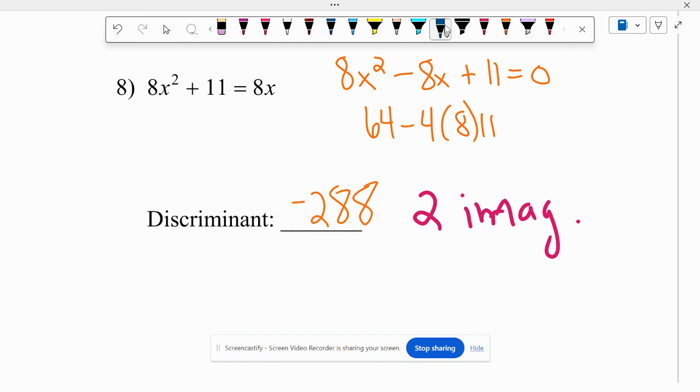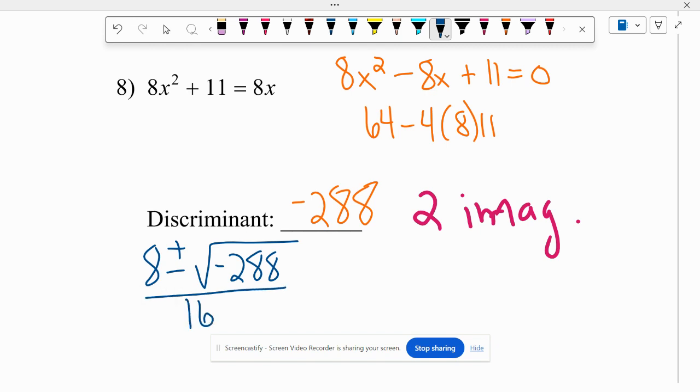The opposite of b. Well, the opposite of a -8 is a +8, plus or minus the square root of -288, all over 2a. 2 times 8 is 16.